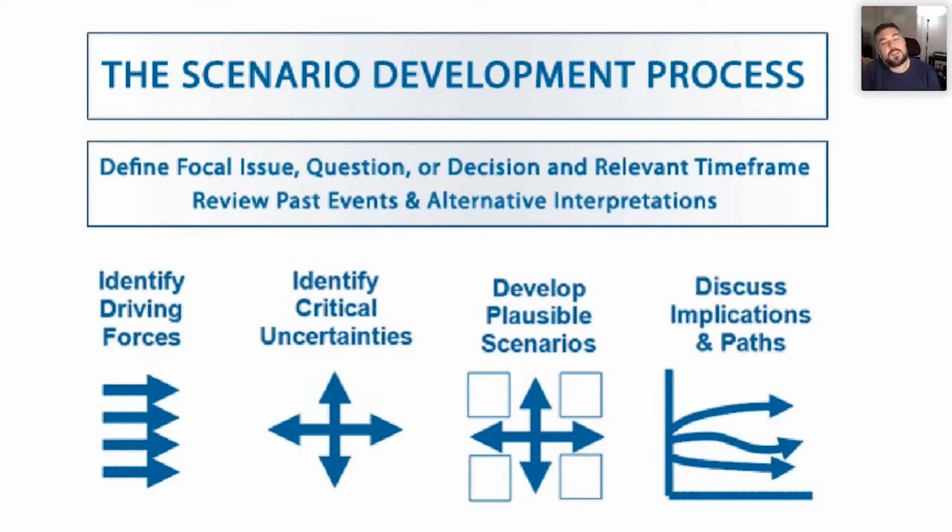Next, we want to identify the critical uncertainties. So out of that list of trends that might happen, which I'll explain in a second, what are the 2 biggest critical uncertainties that might impact us? Next, we want to develop plausible scenarios for that, as in if this happens, then what? And then discuss the implications and the paths.